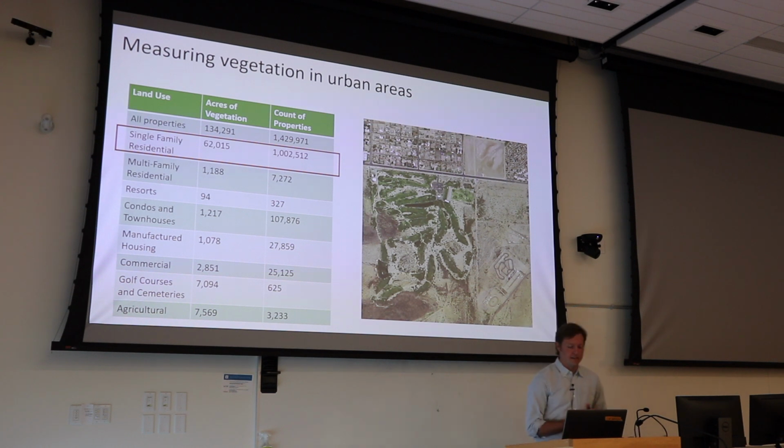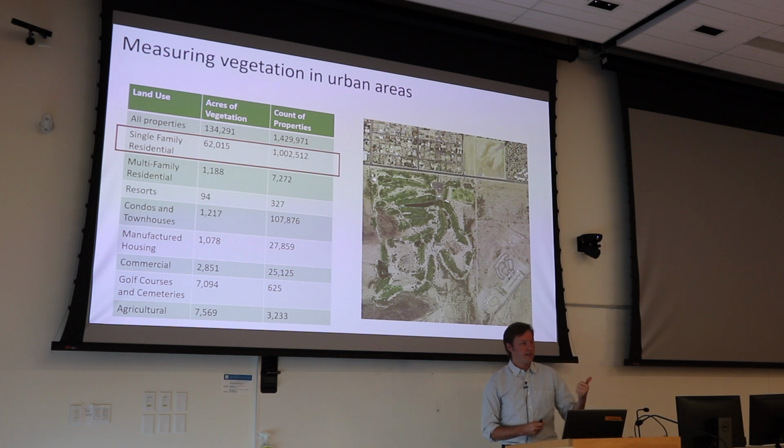Most of it, and you'll see this theme come up again, most of the green grass and vegetation in this desert area is on single-family residential properties. So this is lawns, this is people's backyards and front yards where most of the vegetation is. And if you look at the bottom of this list, you see golf courses, cemeteries, agricultural fields, which are larger. There's far less vegetation on these land use types. And again, it's because a lot of these cities develop mostly single-family residential properties.